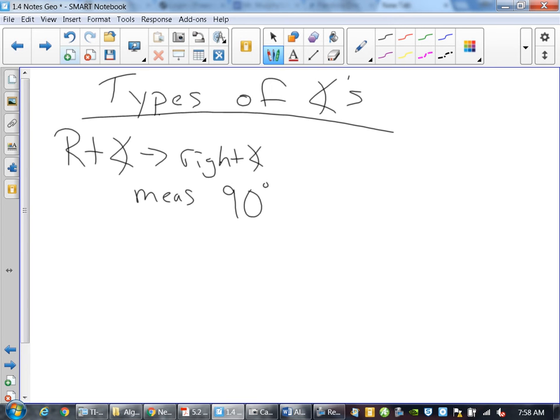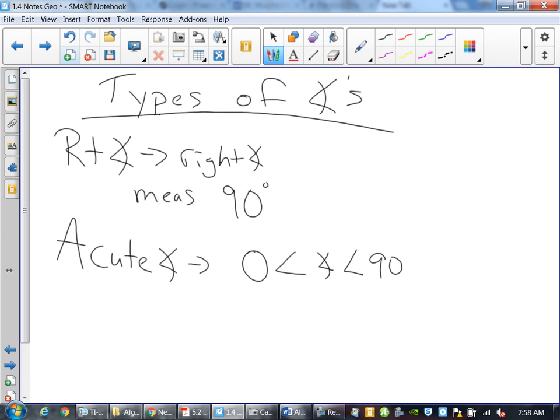Okay. What's another type? Acute. Why is it acute? What does it measure? Less than 90 degrees. An acute angle is an angle that measures greater than 0 but less than 90. So it's between 0 and 90.